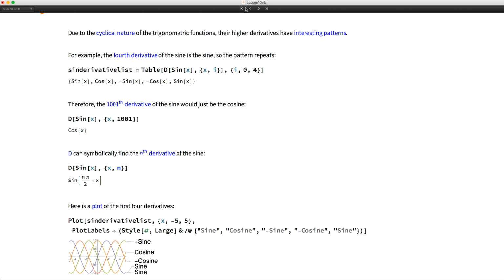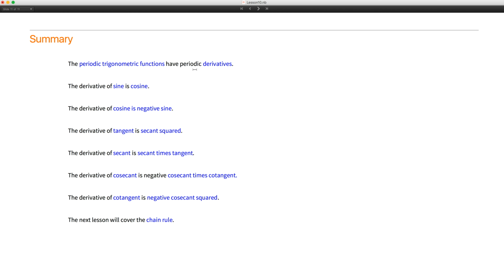That is the end of today's lesson, but let's summarize. Because the trig functions are periodic, so are their derivatives. The derivative of sine is cosine. The derivative of cosine is negative sine. The derivative of tangent is secant square. The derivative of secant is secant times tangent. The derivative of cosecant is negative cosecant times cotangent. The derivative of cotangent is negative cosecant squared. And that short list should be enough for most applications.